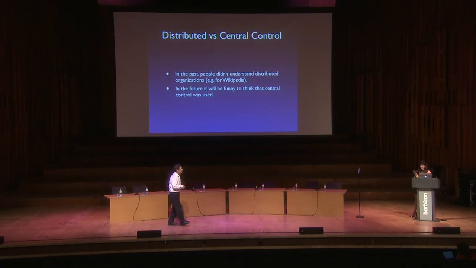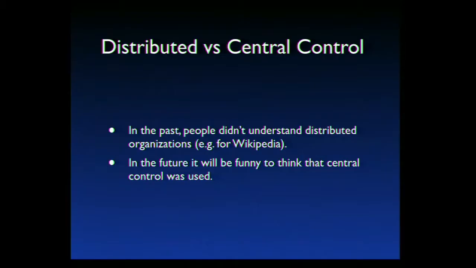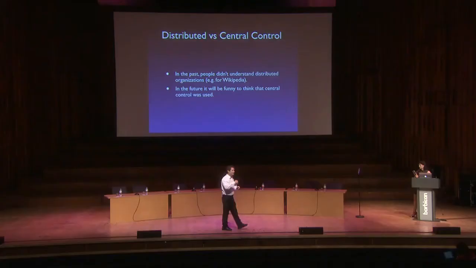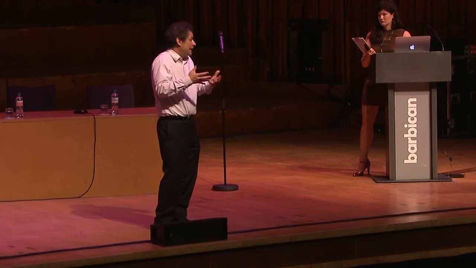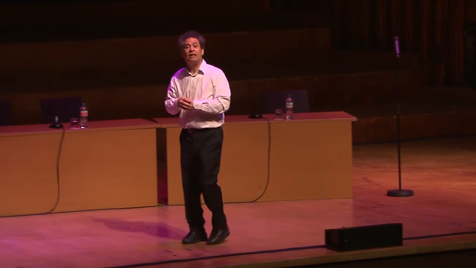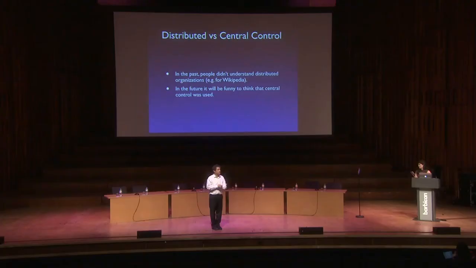And here's the point. In the past, and in the origins of Wikipedia and other such systems, it has been surprising that distributed organizations function at all. I claim that in the future, it will be surprising that anyone tried to centrally control systems, because complexity can and probably will continue to increase until it's much, much higher than the complexity of an individual. And therefore, centrally controlled systems will be left behind. Okay?